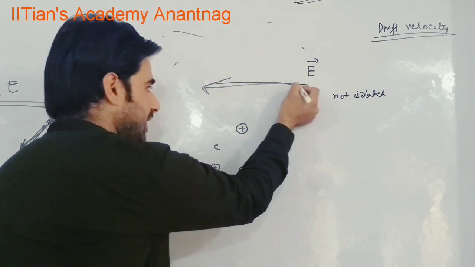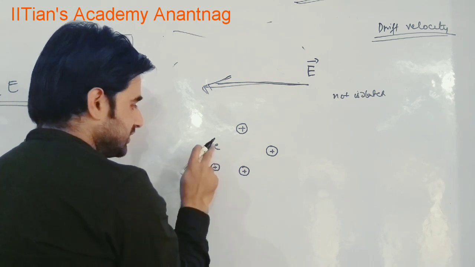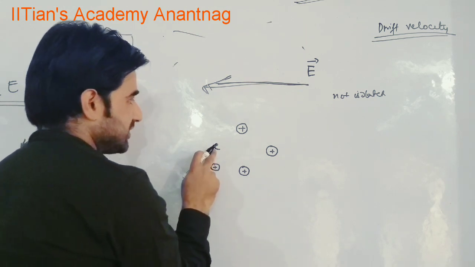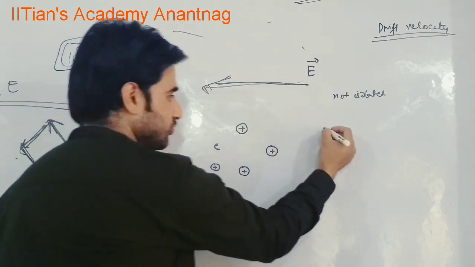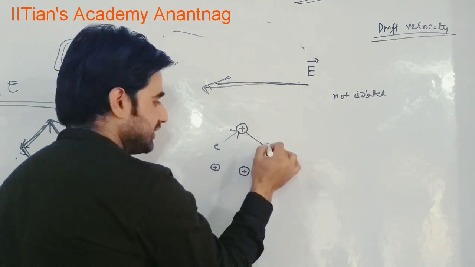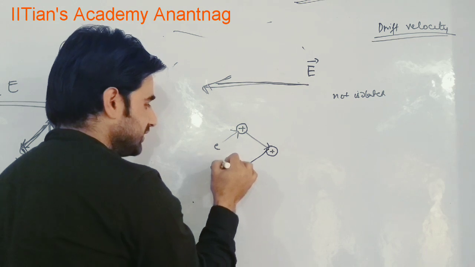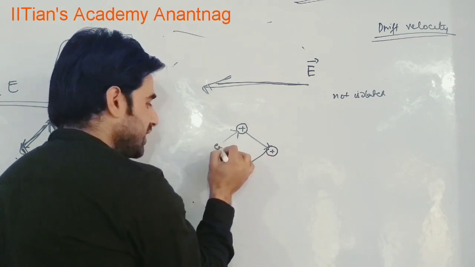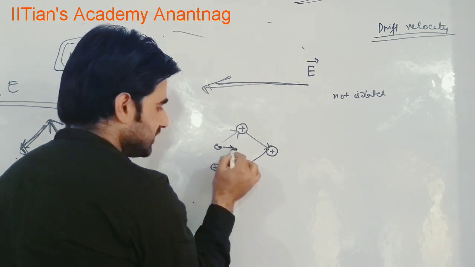If I apply electric field in this direction, then I know that this electron will experience a force opposite to direction of electric field, and it will be having thermal motion also. Now, due to thermal motion, this electron may go something like this, later on something like this, later on something like this. So electron was initially here, now it is drifted here. This is what we call a displacement.